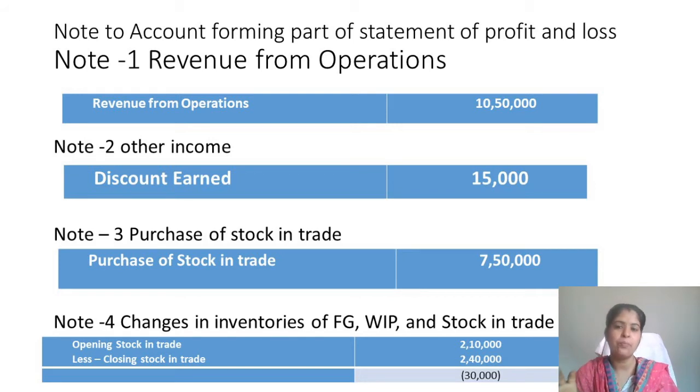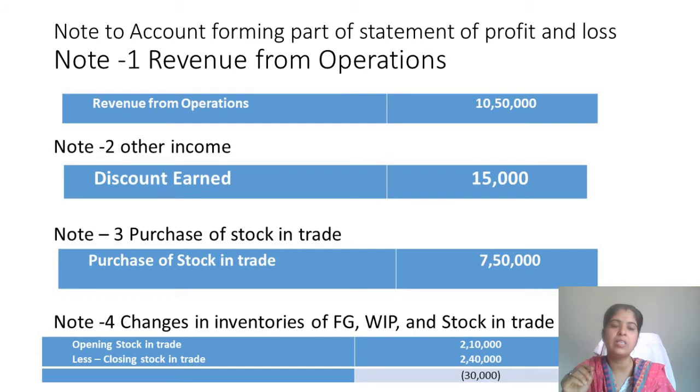Before preparing the statement of profit and loss, we are supposed to prepare the notes related to the profit and loss statement. So note number 1, revenue from operation. Revenue from operation is given in the trial balance: 10,50,000. Next, note number 2, other incomes.